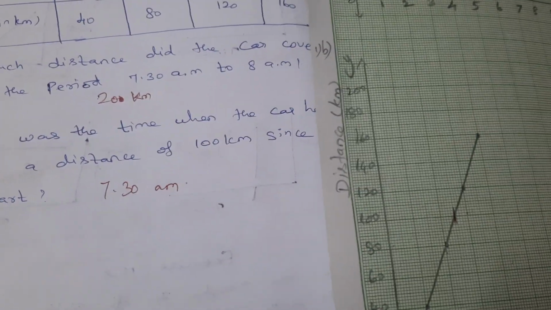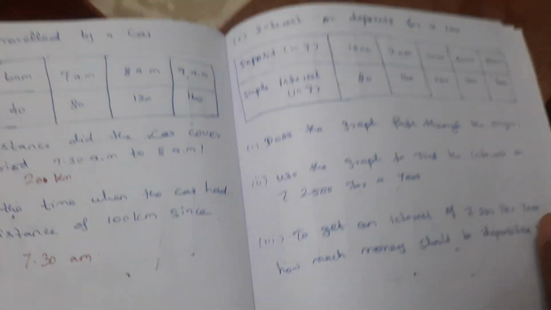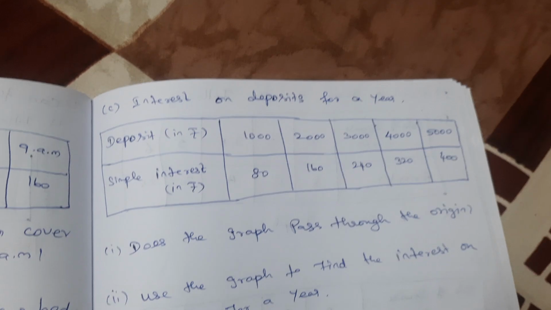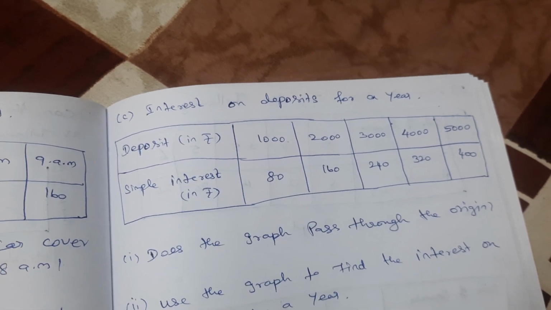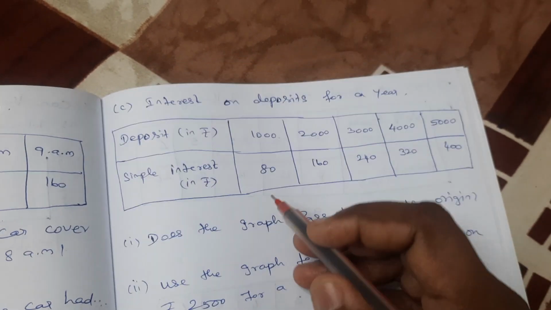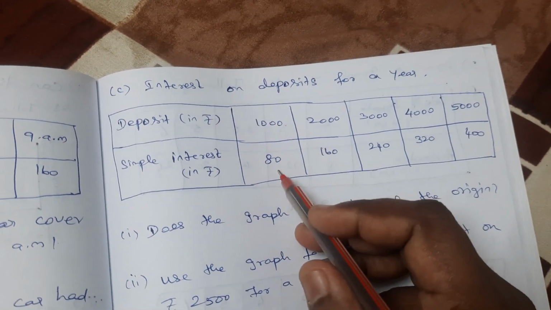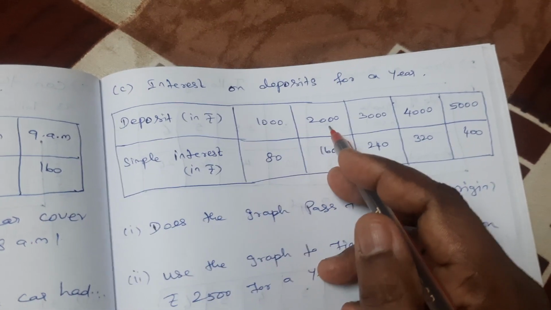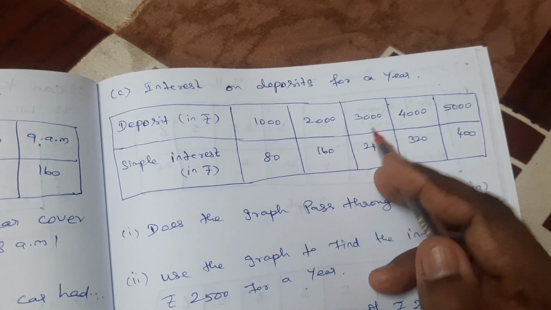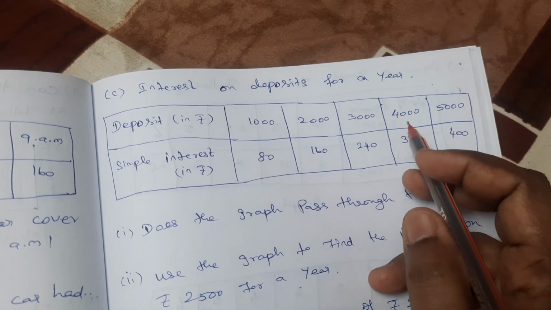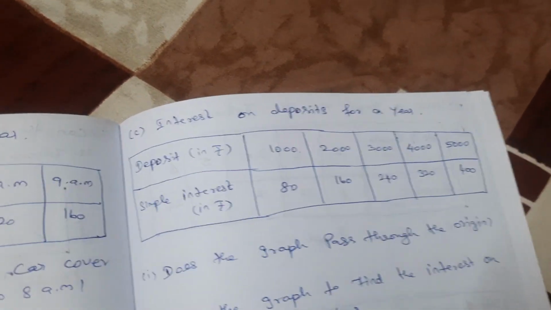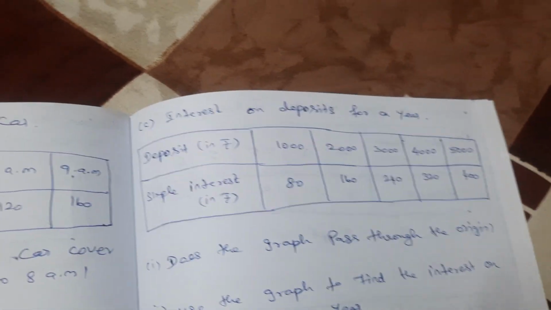Okay, C. Next we see C. The question is interest on deposits for a year. For every year we deposit and we get interest. If you deposit 1000 rupees, we get an interest of 80 rupees for a year. For 2000 rupees deposited, 160 rupees interest. For 3000, 240 rupees. For 4000, 320 rupees, and then for 5000, 400 rupees. So we draw.